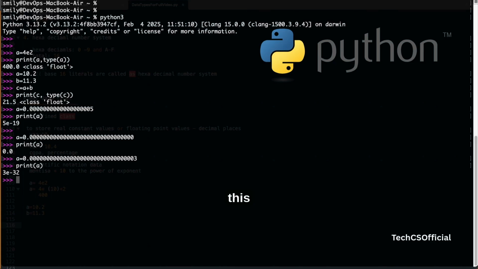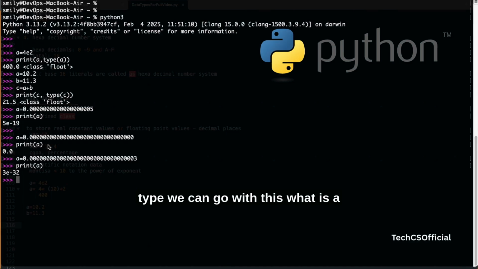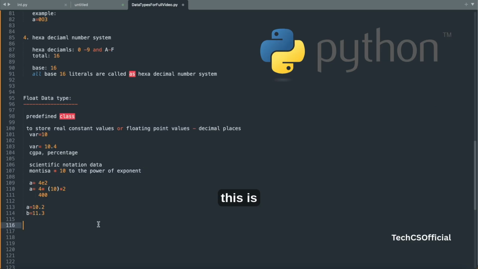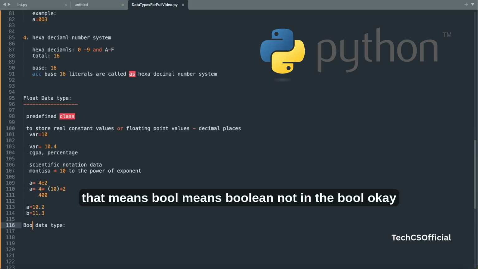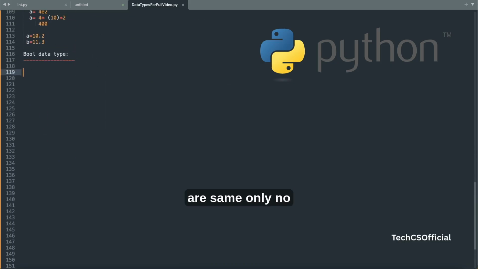Okay, this is the float data type. We have completed int, we have completed float, and now we can go with the bool type. What is a bool data type? Let's discuss the bool data type. Bool means Boolean. Don't confuse bool and Boolean, both are the same.